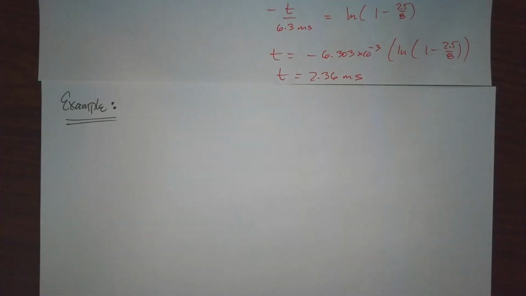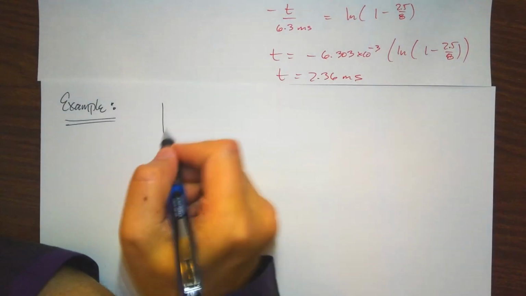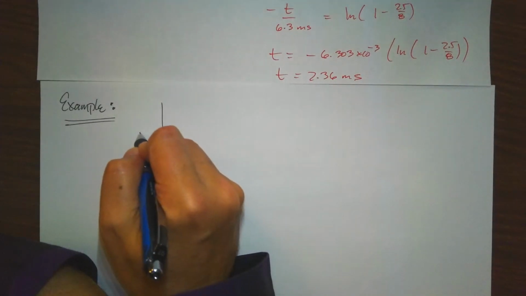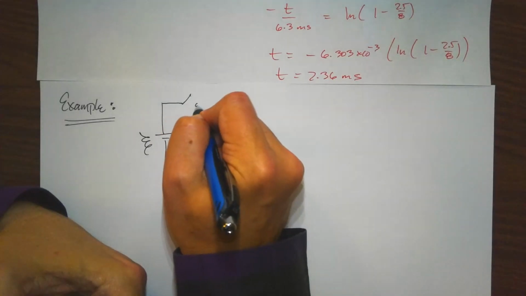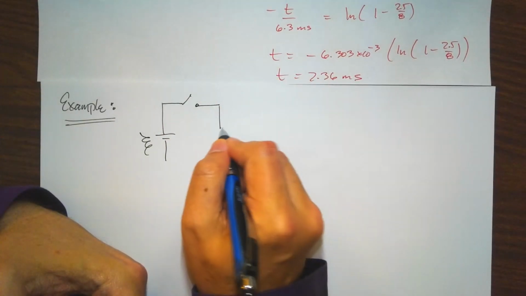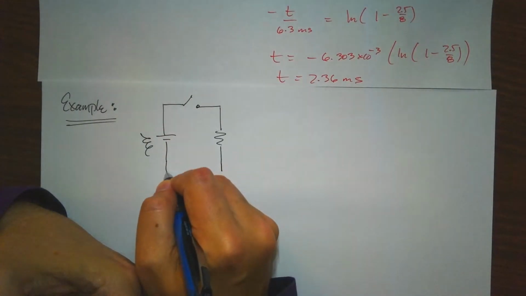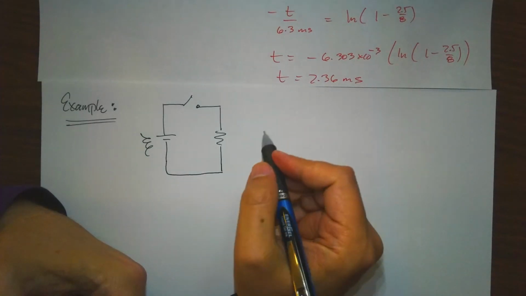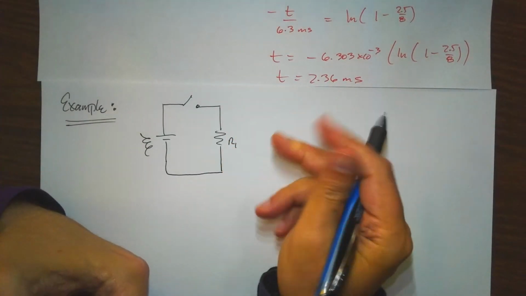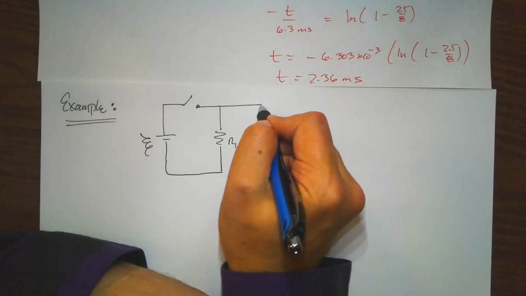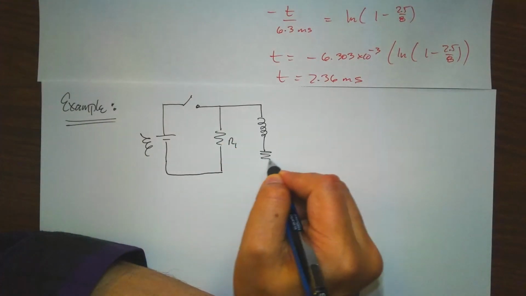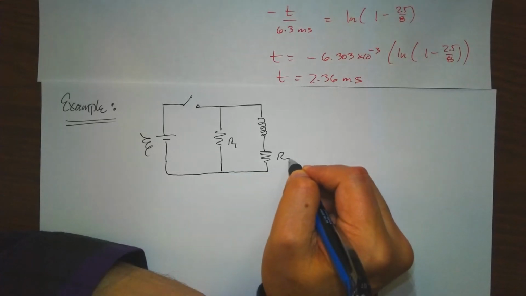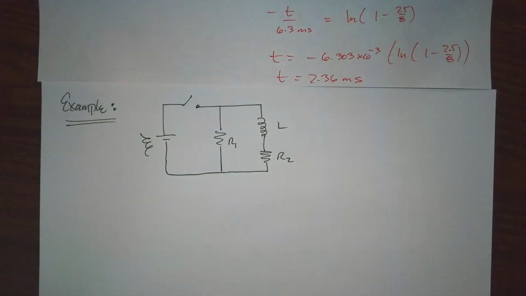So what we get is it gives us a figure. We have an ideal battery, we have a switch, and I have a branch here. This is marked as resistor 1. There's our inductor, resistor 2 and the inductor.